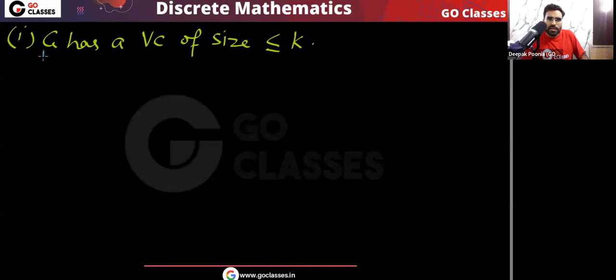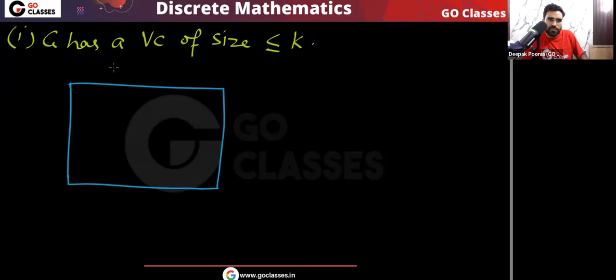So the graph G has a vertex cover of size at most k. We already know the relationship between vertex cover and independent set. What is that relationship? Let's assume this is your graph G(V, E), and in this graph there is a vertex cover of size at most k. Let's call that vertex cover S.